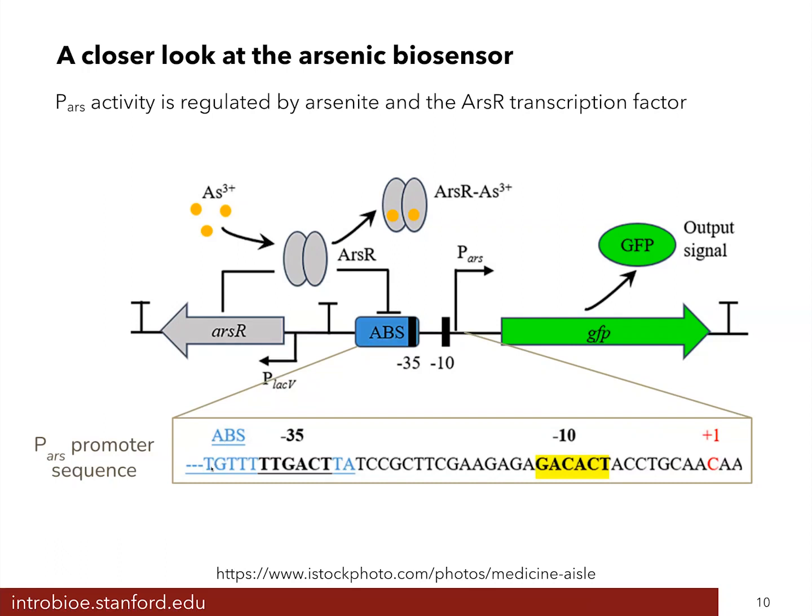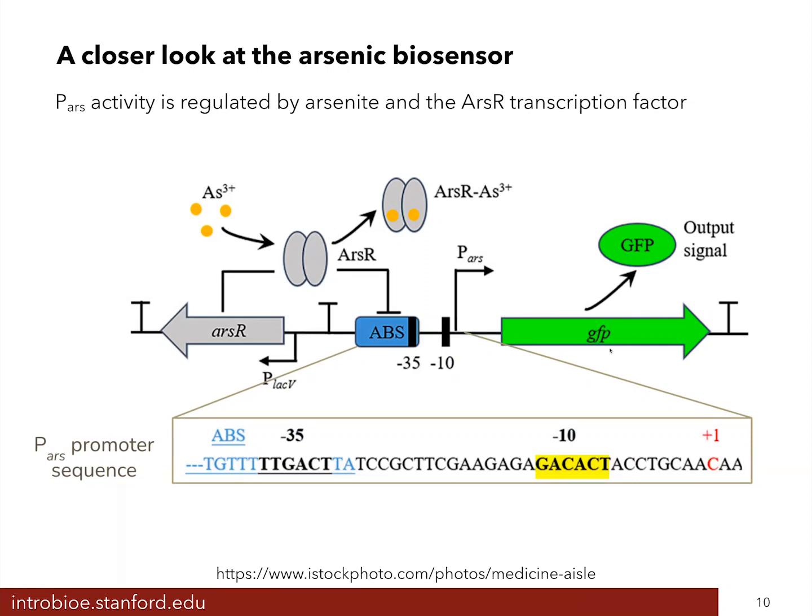You'll notice that its binding site overlaps with something that the researchers have highlighted called the -35. This is a segment of the promoter that's important for RNA polymerase to bind the DNA. And when the ARSR protein is sitting on the DNA at this location, it's going to prevent RNA polymerase from binding. So we should get no expression of GFP when ARSR is bound to the promoter, and ARSR is produced all the time. So it should always be there, preventing the expression of GFP.